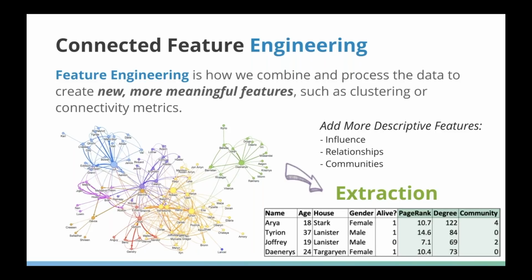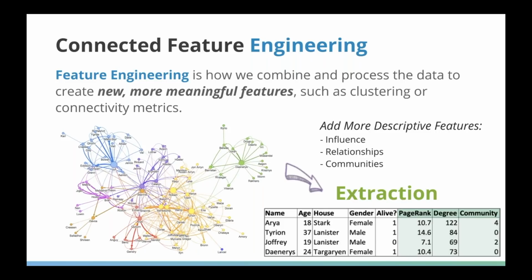And so on this diagram, we've got an example of a Game of Thrones graph where the colors represent the cluster that nodes belong to. The size represents the importance of the nodes. I think in this diagram, this is the PageRank one, but you could equally use another centrality algorithm.